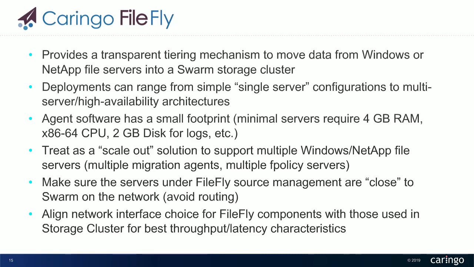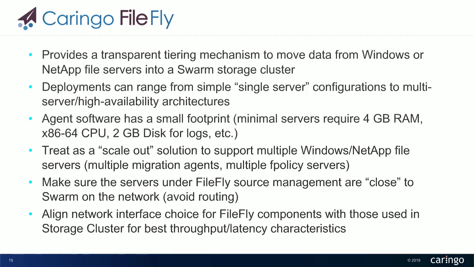You're going to want to treat this as a scale-out solution as well. As you have more and more Windows and NetApp filers that you need to support going into Swarm, you do have the capability to run Caringo FileFly in an HA fashion. So be aware that option is there to you. You can run multiple migration agents. You can run multiple F-policy servers, and they can be set up for redundancy with Windows HA and so on. You want to make sure that these servers are close to Swarm on the network. You want to avoid as many routing hops as possible.